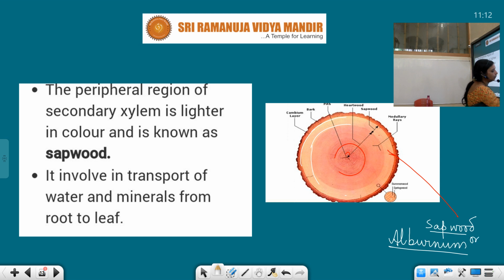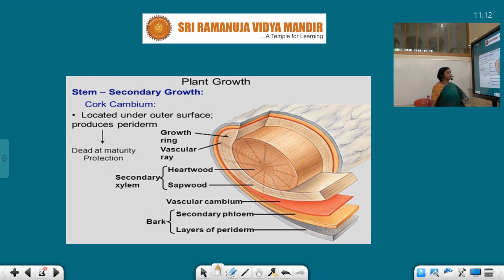Sapwood or alburnum. Now, here you can also observe how plant secondary growth takes place. Next step, cork cambium, located under the outer surface, produces periderm. So cork cambium we have not seen. We have just seen the vascular cambium, how growth rings are formed, how heartwood and sapwood are formed, and how cambium forms secondary xylem and secondary phloem.